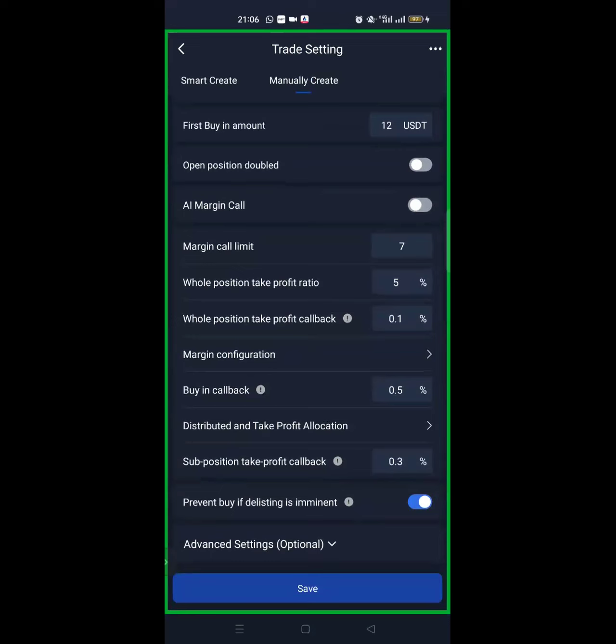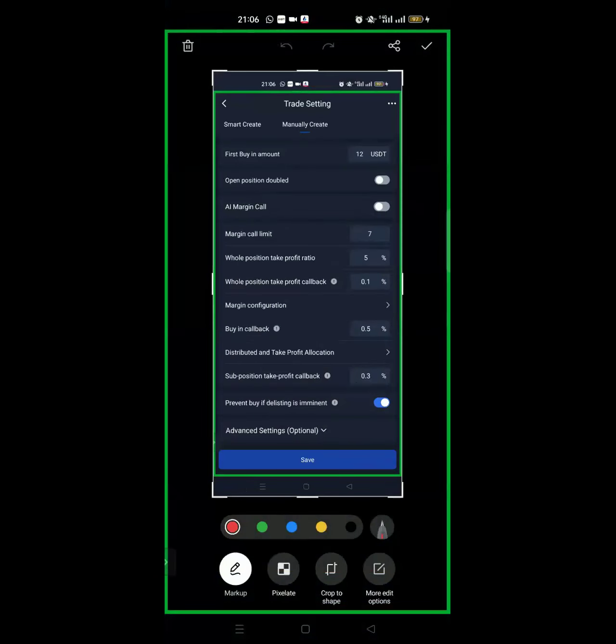So the next one is buy in callback. Please, if you have any question, you can use the chat. Once I'm done, I'm going to attend to it. So yeah, the next one is buy in callback.